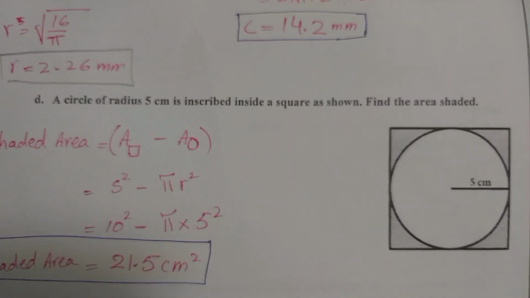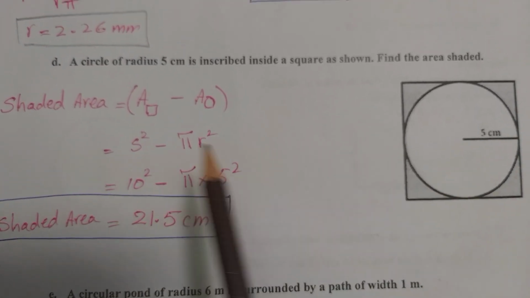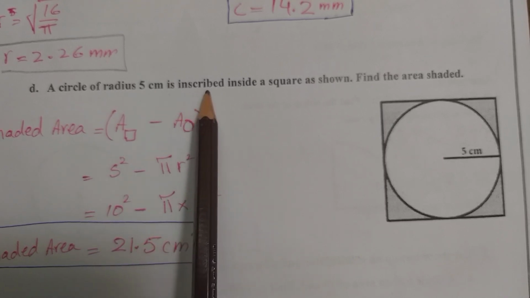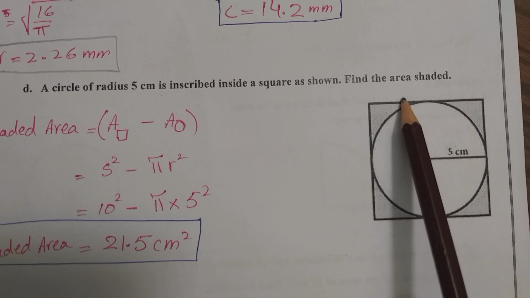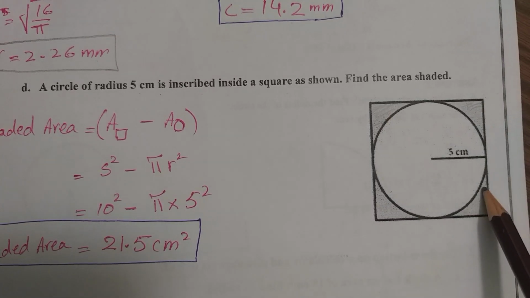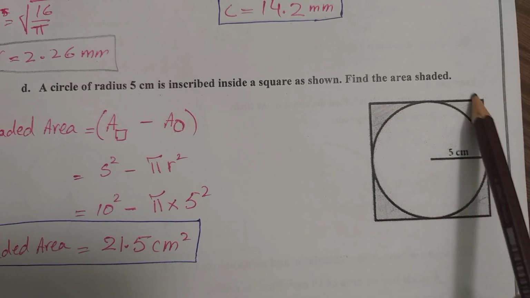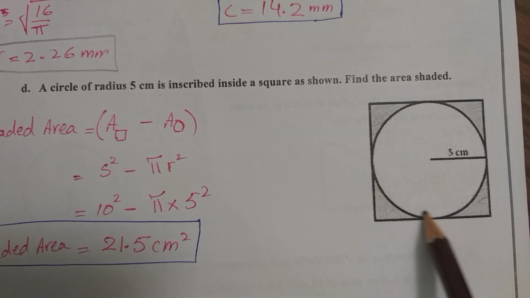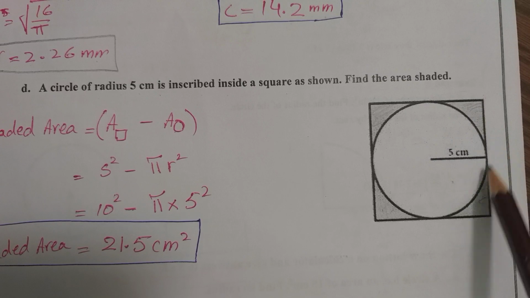In part d, we are given a square with this shape. It says a circle of radius 5 centimeter is inscribed inside a square as shown. Find the area of the shaded region. This is the shaded area, and we need to find it. If you observe, the square is bigger and the circle is inside it. So first find the area of the square, then find the area of the circle, and subtract them to find the shaded area.